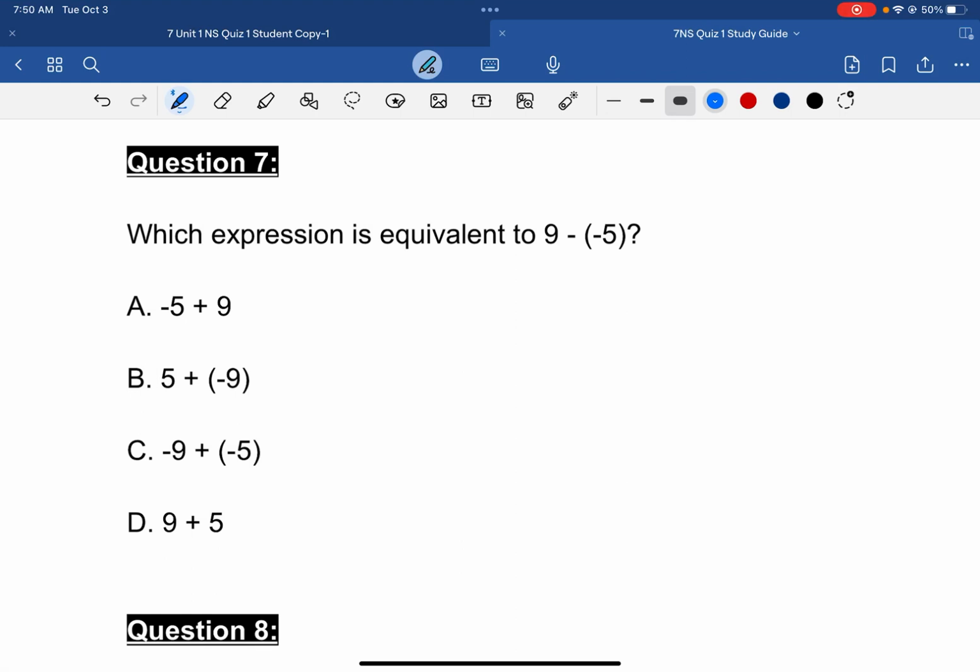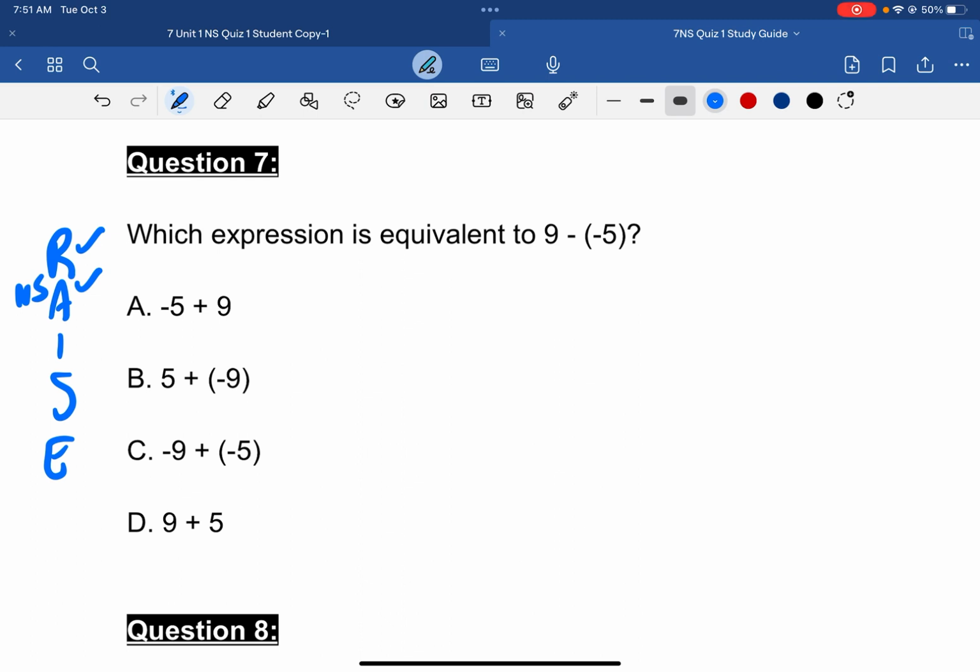So number 7 says, which expression is equivalent to 9 minus negative 5? Because it is a multiple choice question, we're going to use RAISE. We just read the question. Because we're dealing with positives and negatives and operations, it is an NS question type.